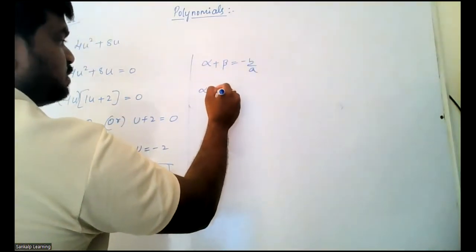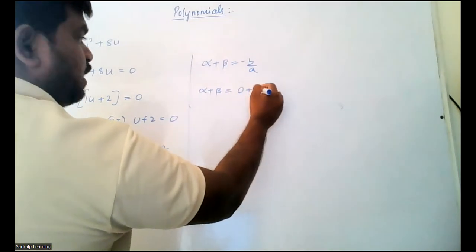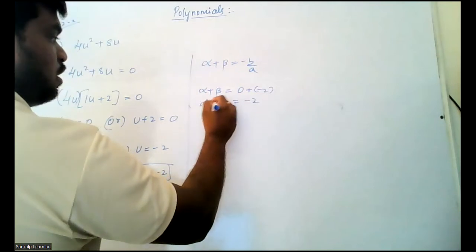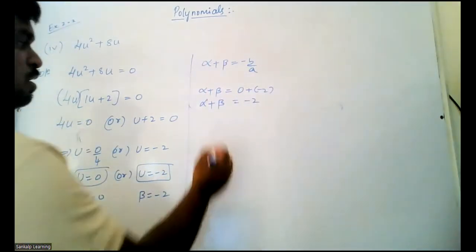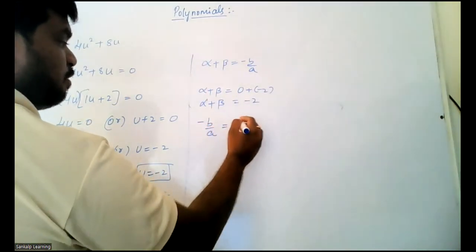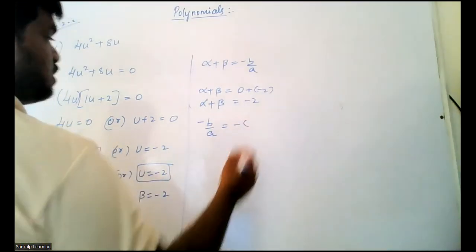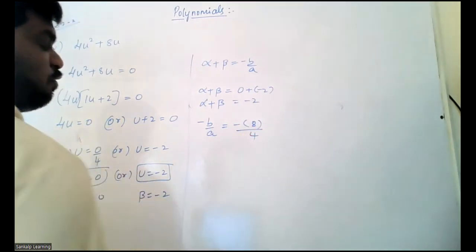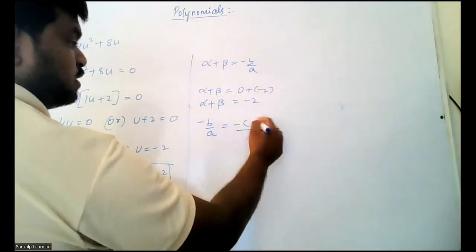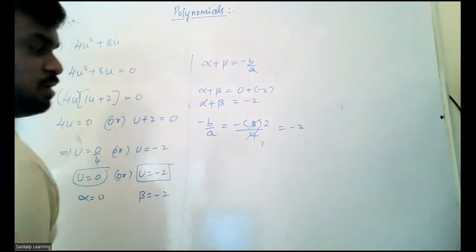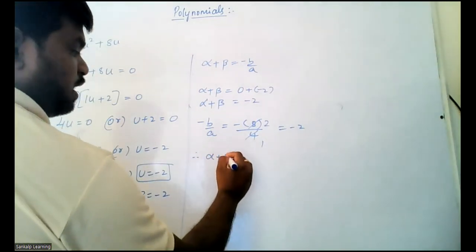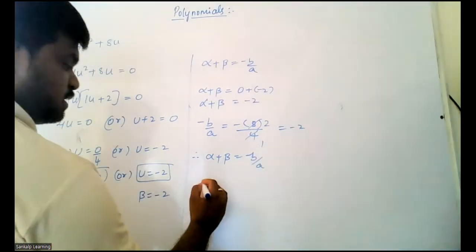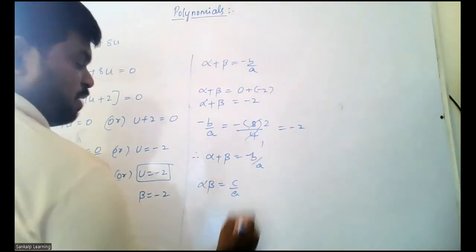So alpha plus beta, alpha is 0, beta is minus 2. 0 plus minus 2 is minus 2. Alpha plus beta is minus 2. Now let's find minus b by a. Minus b value is the coefficient of u, 8. A value is the coefficient of u square, 4. So 4 ones are 4, 4 twos are 8. We got the same answer. Therefore, alpha plus beta is equal to minus b by a. That is correct.